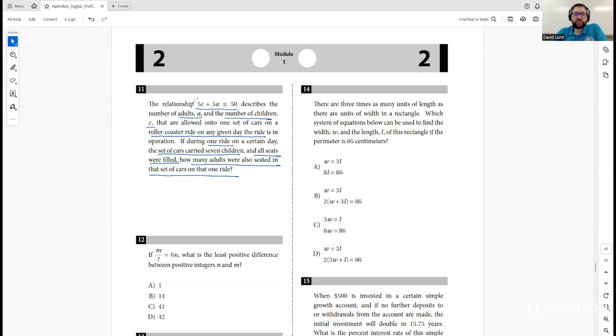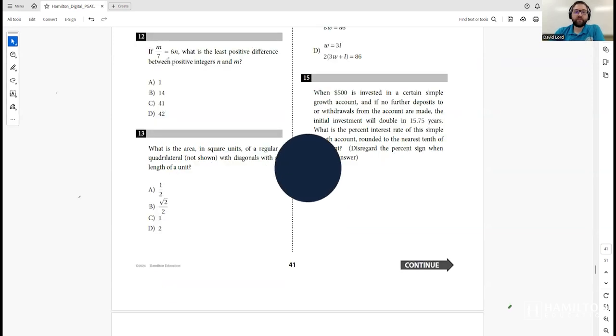This question seems very challenging, but when we plug in our values, so we have C is equal to 7, we're trying to find A. You can do 5 times 7 plus 3 times A is less than or equal to 50. We then get 3A is less than or equal to 15, and A is less than or equal to 5. But because all seats were full, we have to pick the maximum value here. And that's why the answer was 5 for this question. All right, that's it. Question number 12.